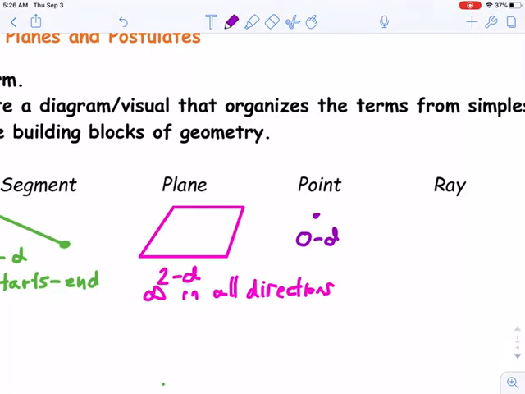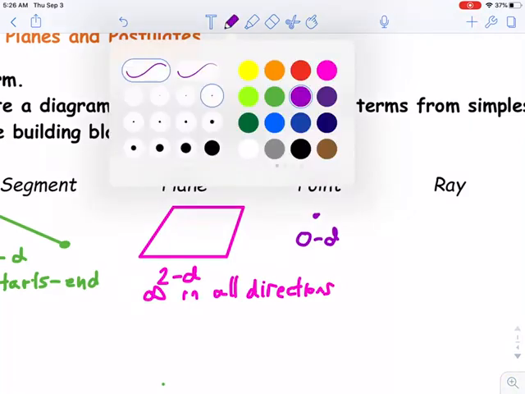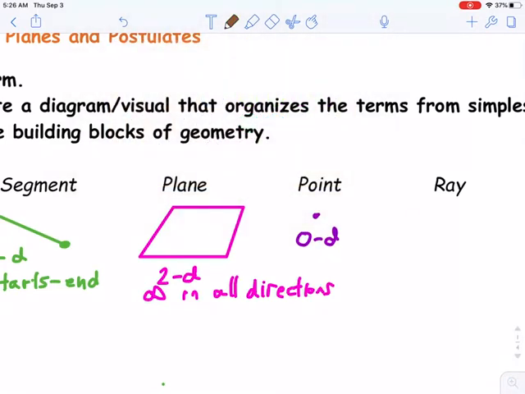All right? And then a ray. Not Ray from the new Star Wars series, but Ray from geometry. All right, this goes in one direction, and it goes infinitely, or it's one dimension, but it only goes infinite in one direction. It begins, then goes on forever and ever.